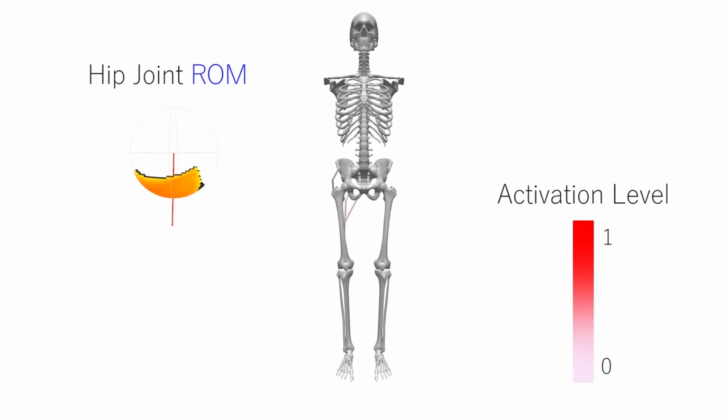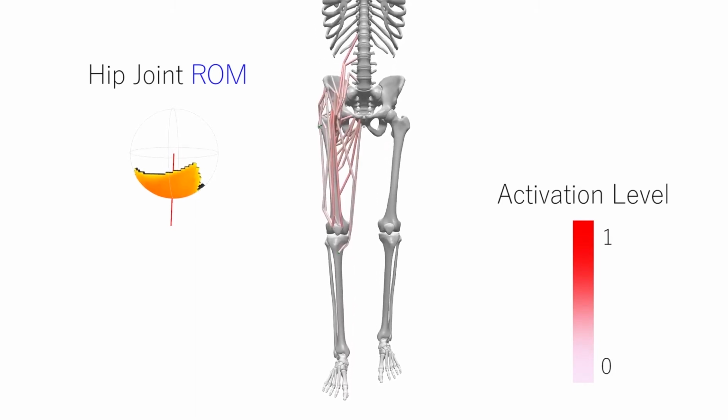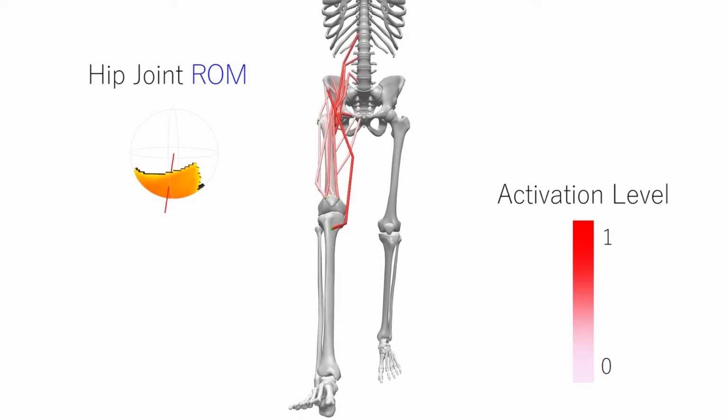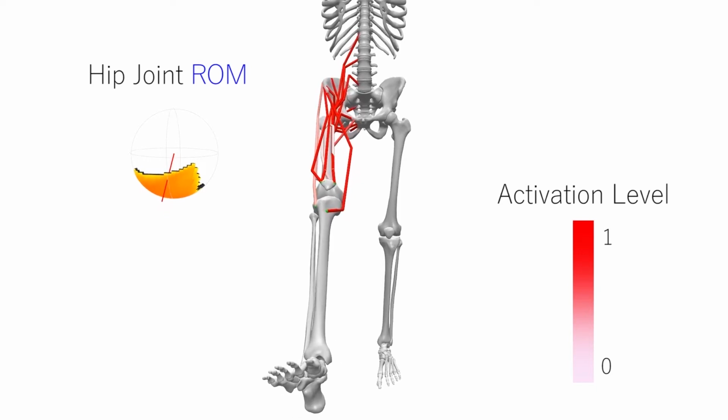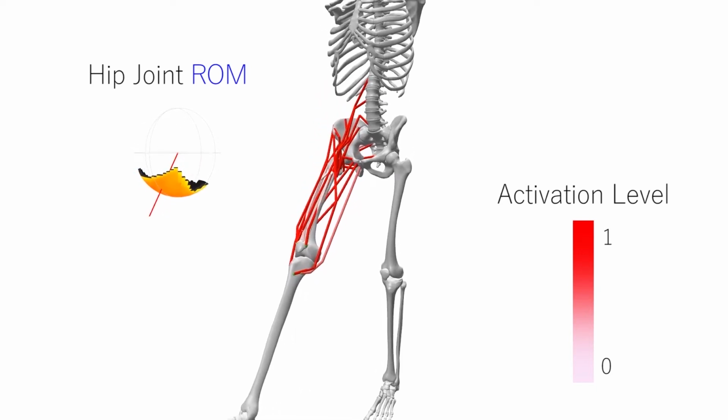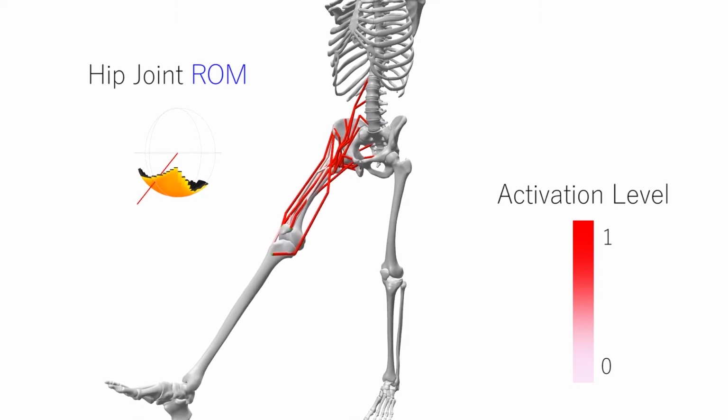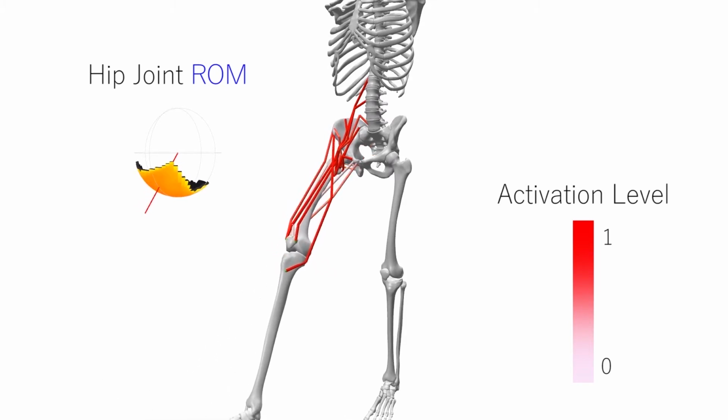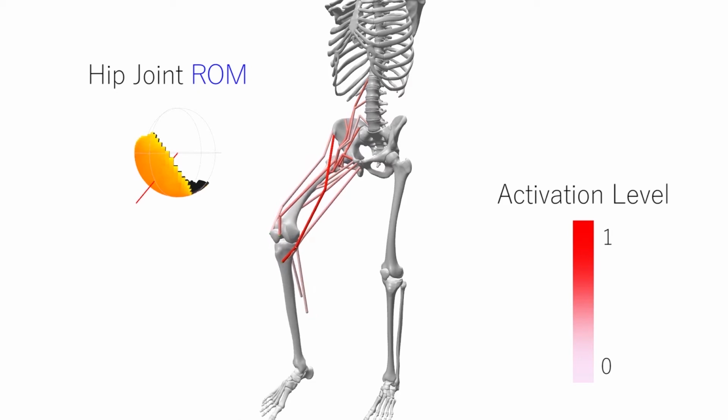Passive tension of muscles sets limits in joint motion. The range of motion in the hip joint is pose-dependent. The hip joint has a broader range of motion when the knee is flexed. We are controlling the hip and knee motions by activating and deactivating muscles in the leg.